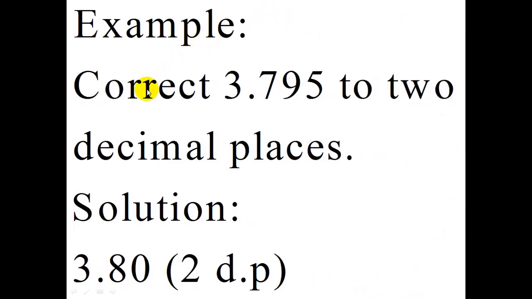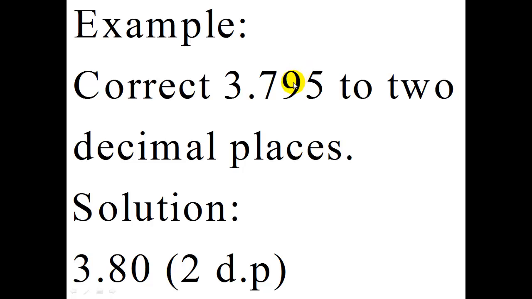Now example, correct 3.795 to 2 decimal places. The number is 3.795, and because we are asked to correct to 2 decimal places, we start to count after the decimal point. So we have 1, 2, but the next number is 5, and 5 is equal to 5, and therefore we consider it to be 1 and add it to 9.